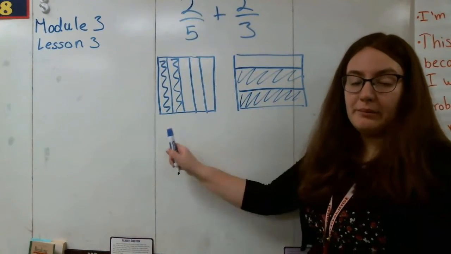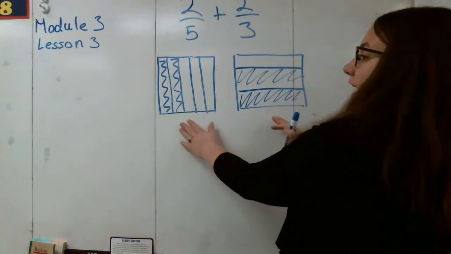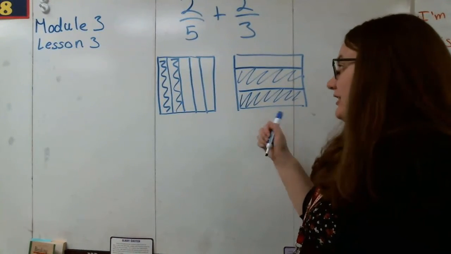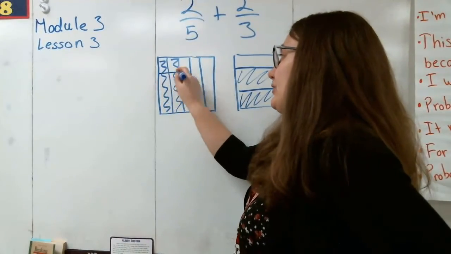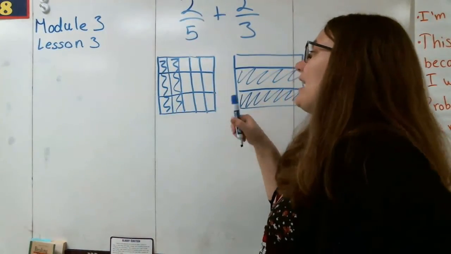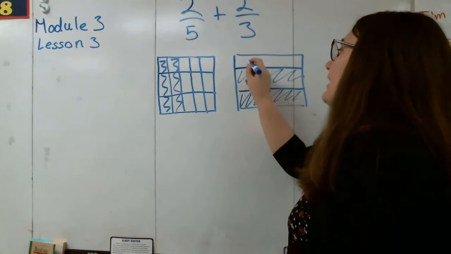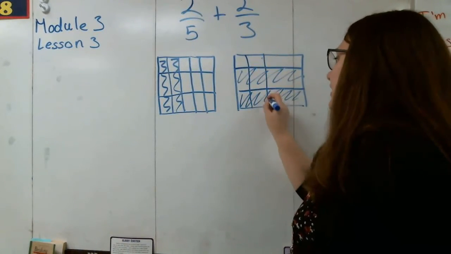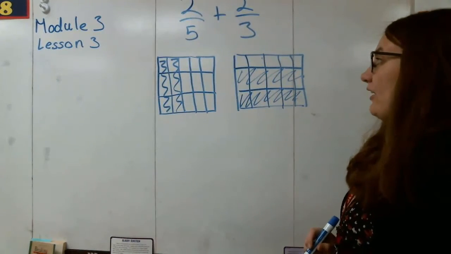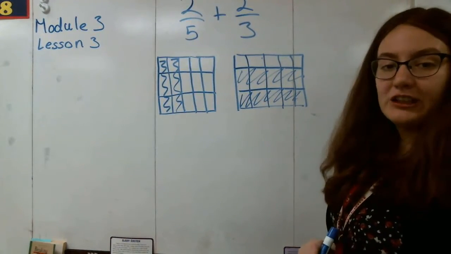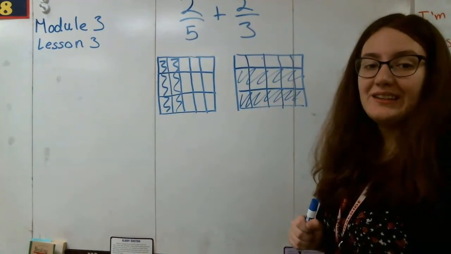And now I want both of my models to look the same. So even though they are different fractions, I want them to look the same. So since this one is cut up into thirds horizontally, then I need to cut this one up into thirds horizontally. This one was cut up into fifths vertically, so this one needs to be cut up into fifths vertically. So I'll cut up both of these models. And now we have models that look the same. The only thing that's different is the amount that is actually shaded in on both sides.